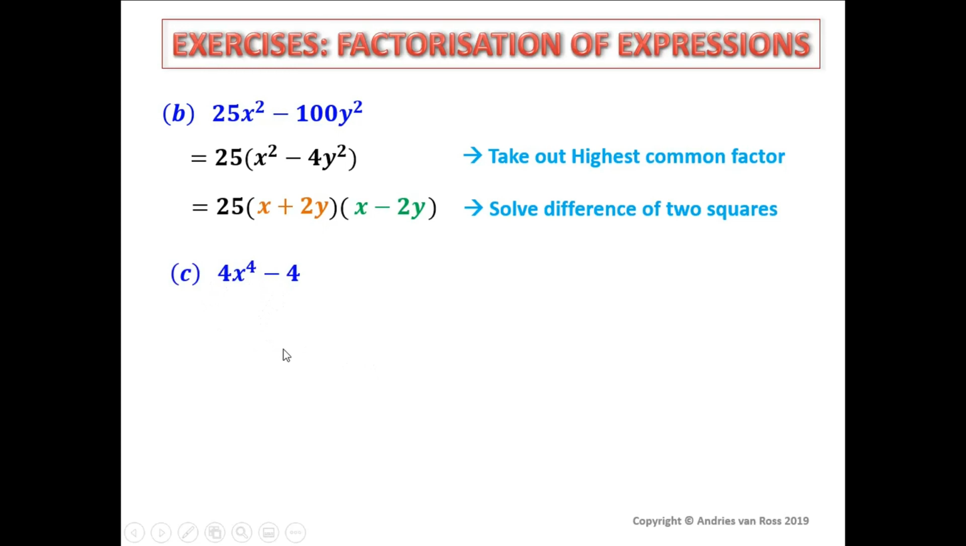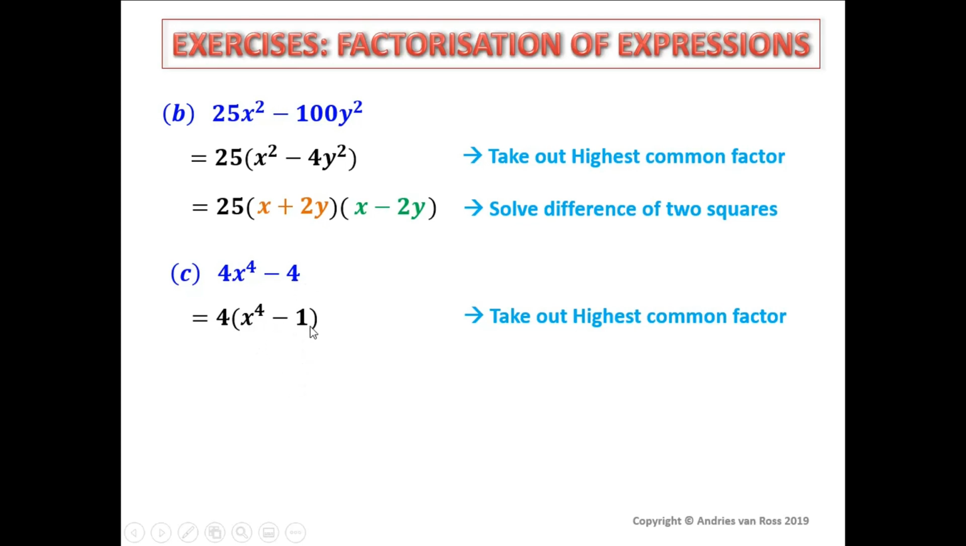This one is very, very interesting. Here we've got 4x to the power 4 minus 4. And remember, the question is asking us to simplify completely. And you'll see now why the question is saying that to us. So first of all, we must take out the highest common factor. We see we've got 4 in both terms. We can take out 4 as a common factor. What's left in the first term is x to the power 4, and in the other term we've got minus 1, because 4 goes into minus 4 minus 1.